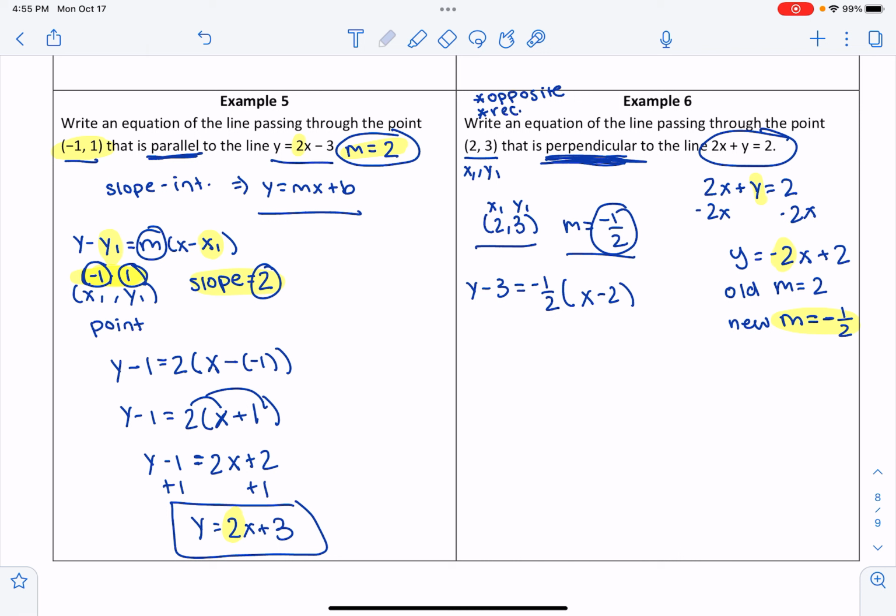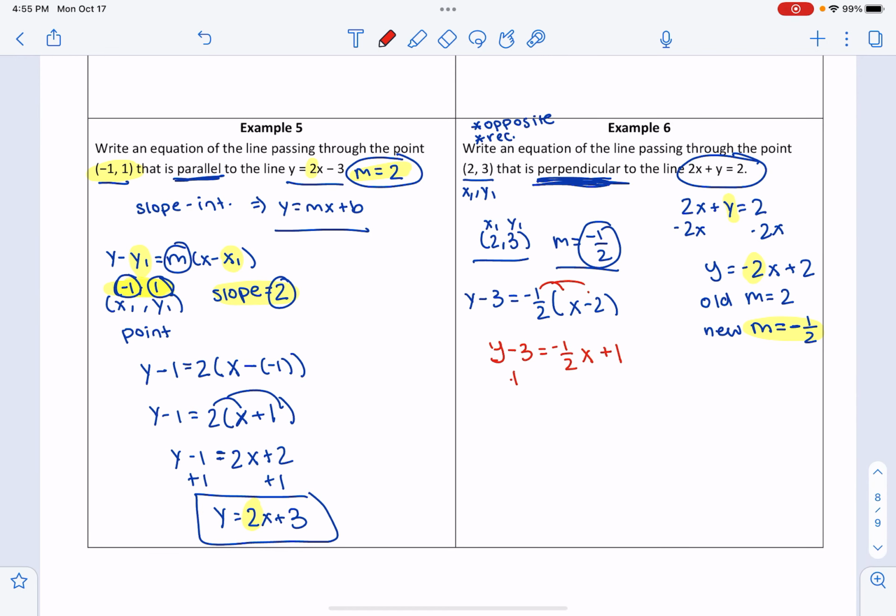All right, now distribute this so that we can get into slope-intercept form. y minus 3 equals 1/2 x, and 1/2 times negative 2 is negative 1. Add 3 to both sides. y equals 1/2 x plus 2. And that right there is my equation.